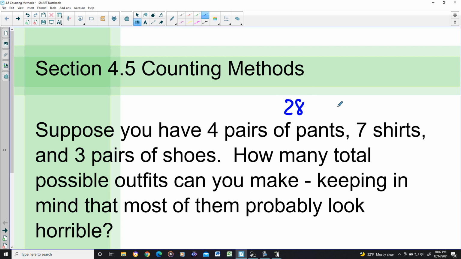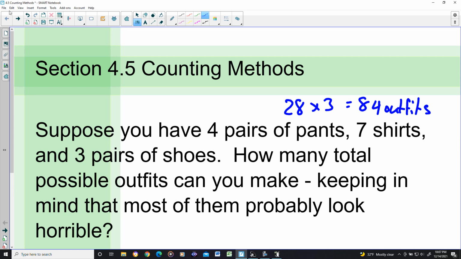But now for each one of these outfits that you can make here, you're going to have one of 3 pairs of shoes. So outfit 1, 1, 2, 3, outfit 2, 1, 2, 3, outfit 3, 1, 2, 3. So it looks like you're going to multiply by 3 as well. And so the final outcome is 84 outfits. Now, again, most of those are probably not going to actually match colors. And of those 84 outfits, depending on what colors and what patterns match, you probably make maybe a dozen outfits at the most.